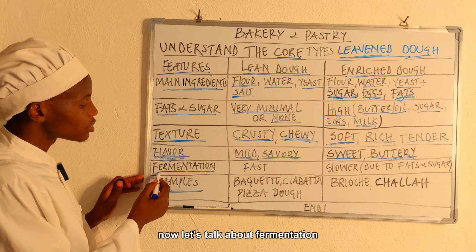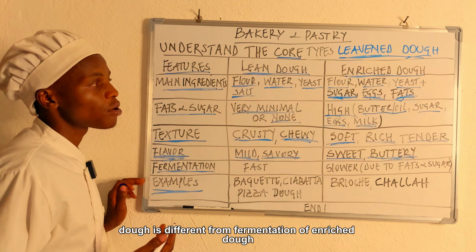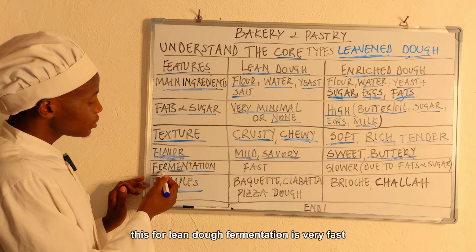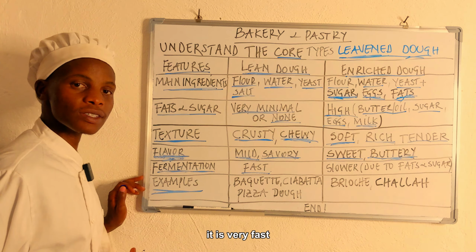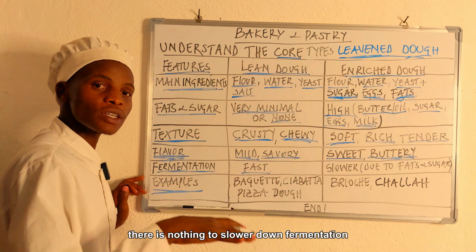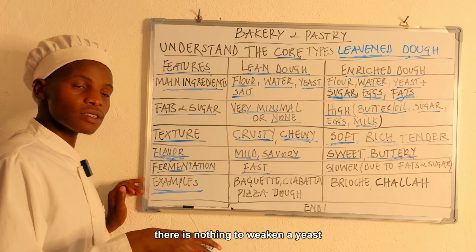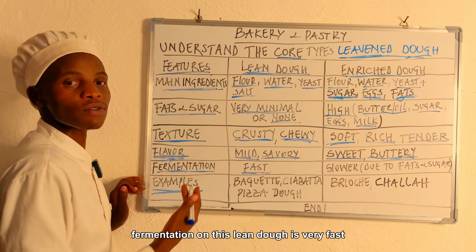Now let's talk about fermentation. Fermentation of lean dough is different from fermentation of enriched dough. For lean dough, fermentation is very fast. There is nothing to slow down fermentation. There is nothing to weaken the yeast. So that's why fermentation on this lean dough is very fast.